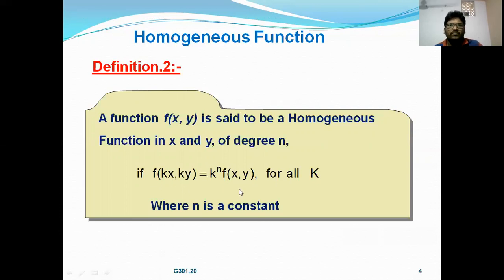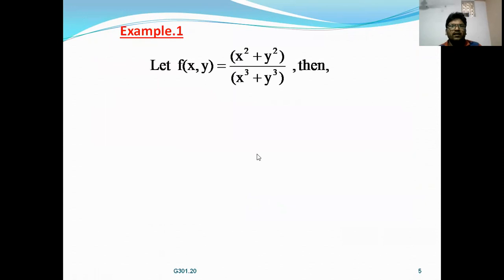A function f of x comma y is said to be a homogeneous function of degree n if f of kx comma ky is equal to k to the power of n into f of x comma y. We have to take common k to the power of n from the given function. This n is the constant. This n is the degree of the homogeneous function. So now this is the homogeneous function. Next, I will give some examples on homogeneous function.